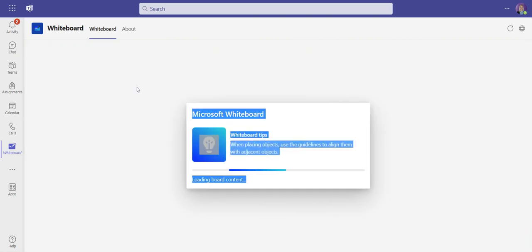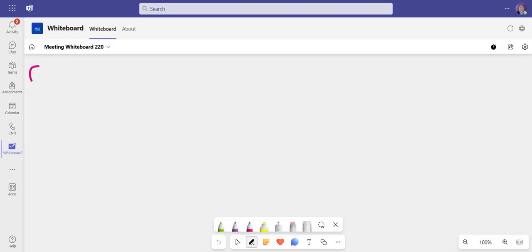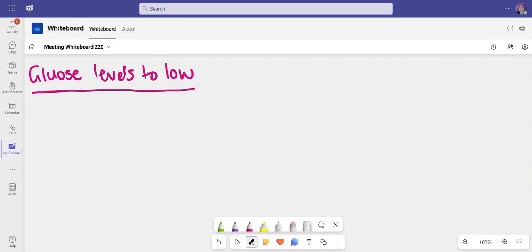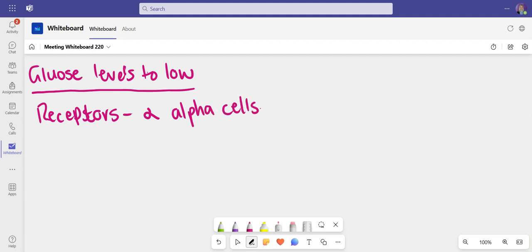Now, the opposite of that is obviously if the blood glucose levels are too low. So then it's going to basically do the opposite, but the name of the hormone is different. This time the receptors that detect it aren't the beta cells, they're the alpha cells. Sorry, it was beta cells last time. So it's the alpha cells in the same place, on the islets of Langerhans, which are in the pancreas.